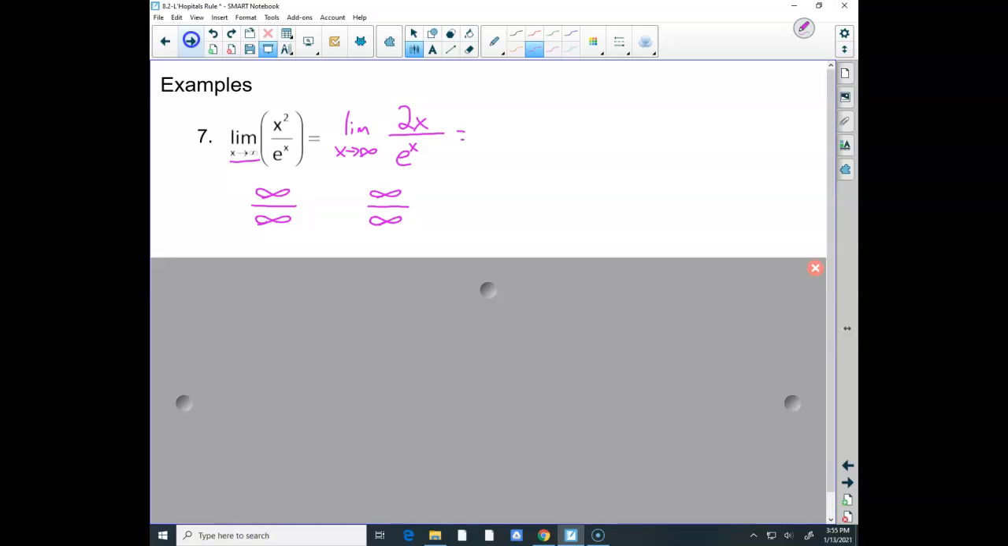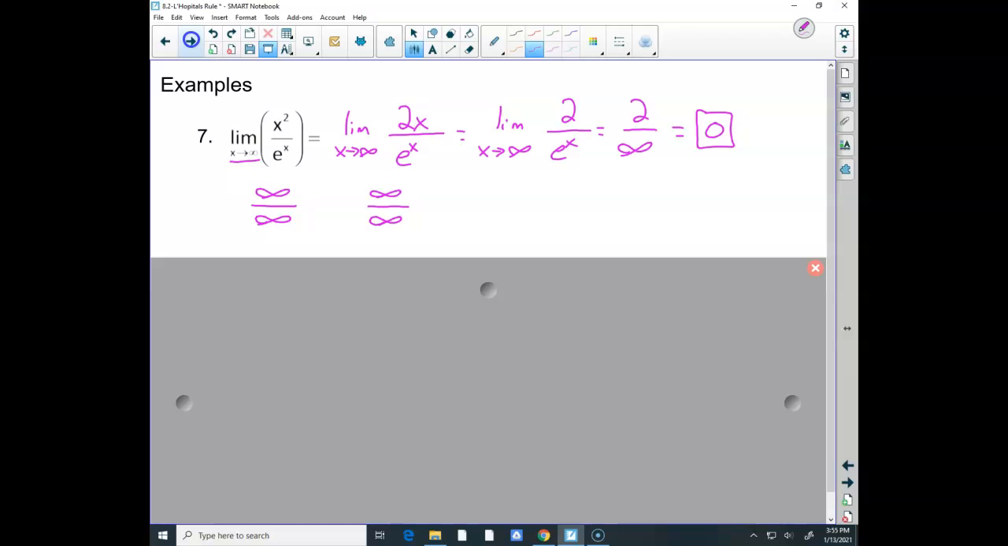Apply L'Hopital's rule again. It's going to be the limit as x approaches infinity of the derivative of 2x, which is 2, over the derivative of e to the x, which is e to the x. And see how my function's gone in the top. So the limit is going to be 2 over infinity. What is 2 over infinity? What is 2 over really, really big? 2 over really, really big is really, really small. That limit is approaching 0, okay?